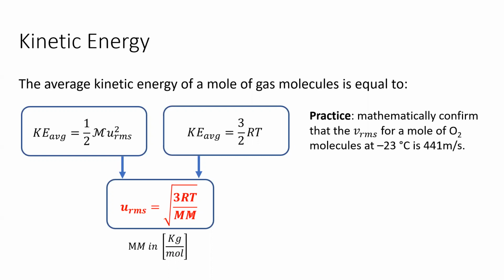So here's a problem we're going to look at. We want to mathematically confirm that the root mean square velocity for a mole of oxygen molecules at -23 degrees Celsius is 441 meters per second. So let's look at what we have.